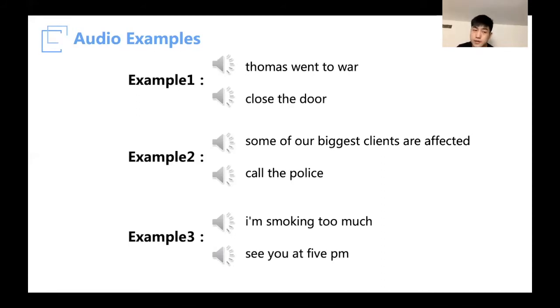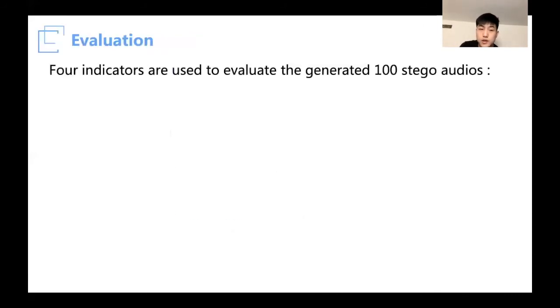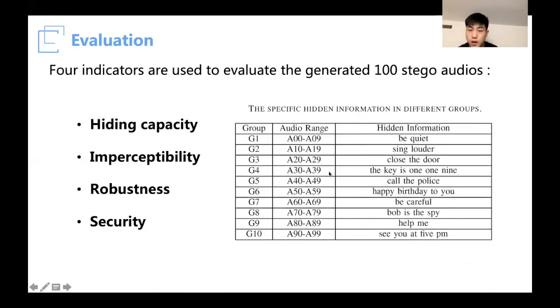So from these 3 examples, we can hear that the two audios are hardly distinguishable. There are differences between them. So we have done some evaluations for our research. There are 4 indicators used to evaluate our method, and we have generated 100 stego audios. We divided them into 10 groups, and every group has different hiding information. For example, group G1 will hide "be quiet", and "sing louder" will be hidden in the G2 group.